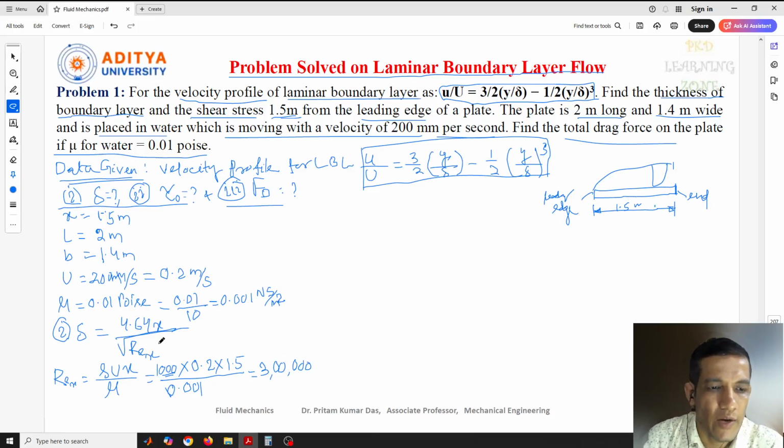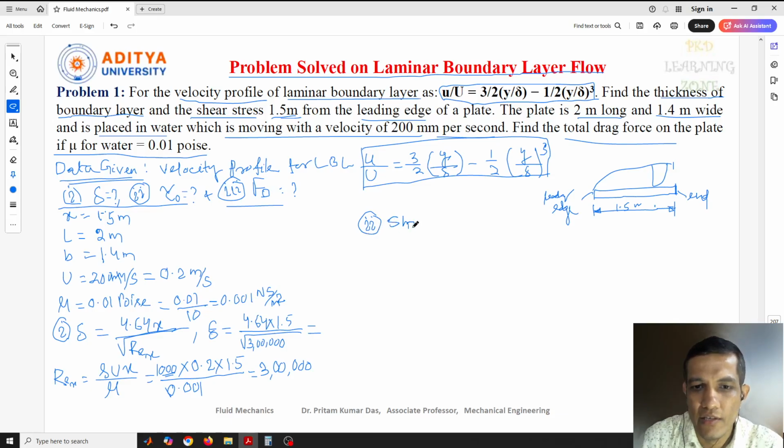Now just put the value in the delta equation. We get delta equal to 4.64 into 1.5 divided by root over 3 lakhs. Then we get a value, and that will be our delta. Similarly, the second part is tau naught, the shear stress.